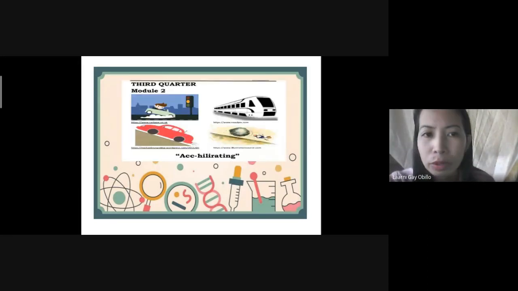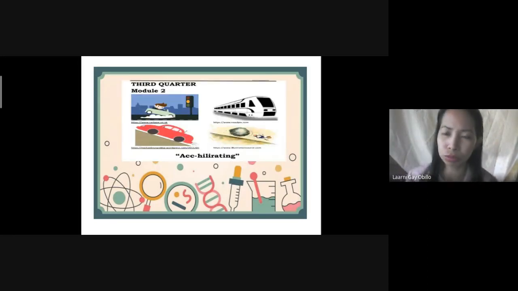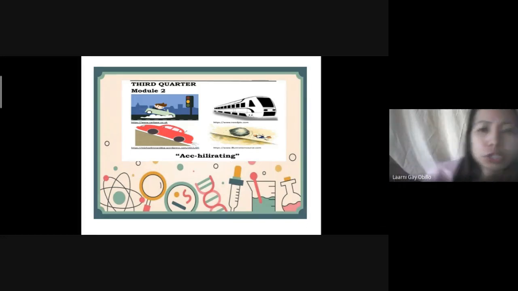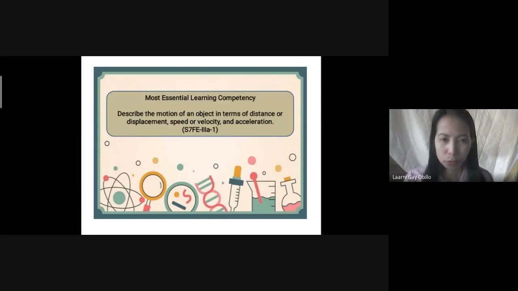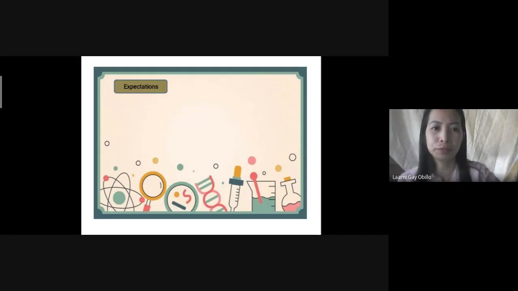We are now on our third quarter, module 2, which is acceleration. The title on our screen is Accelerating. Our goal for this week is to describe the motion of an object in terms of distance or displacement, speed or velocity, and acceleration.